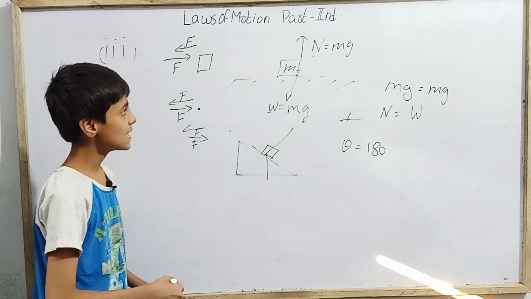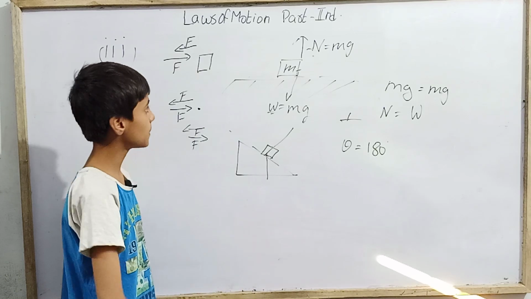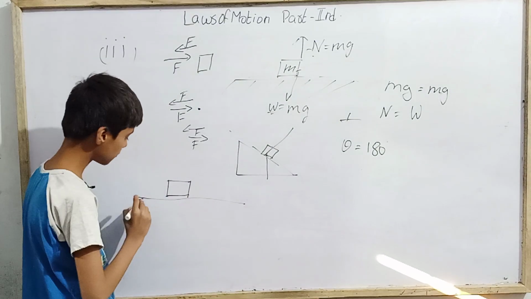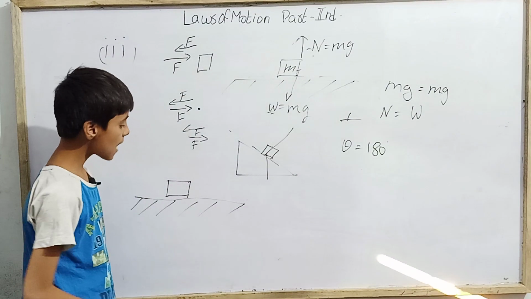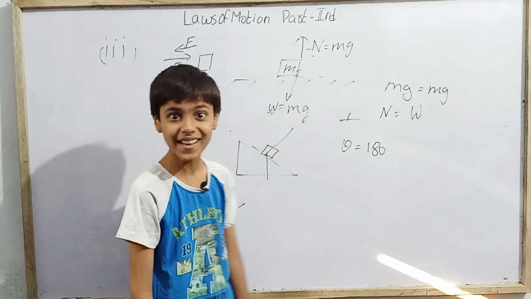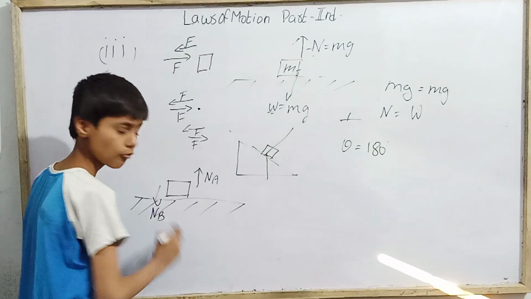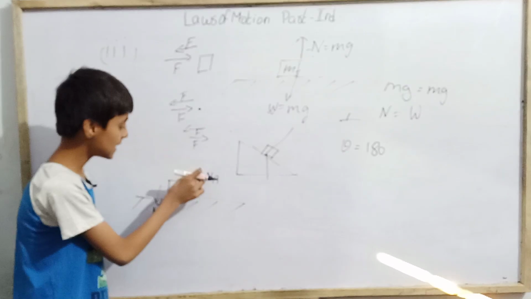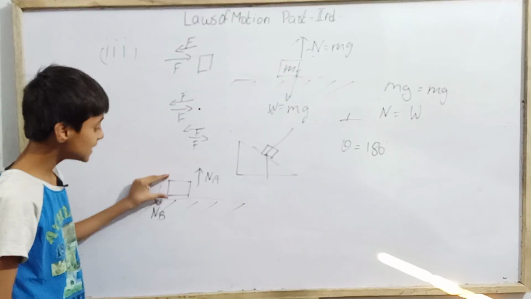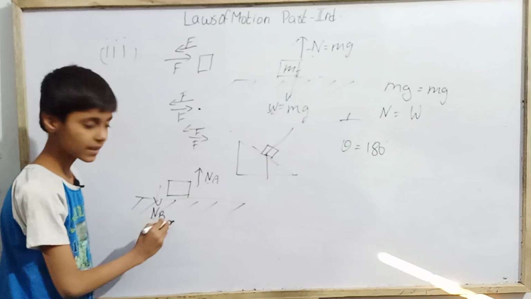Done. Now here we can see, since here is N and here is W, those are not action-reaction pairs. But what is an example of action-reaction pairs? Suppose the same block is put over the surface. Suppose the normal force here is NA. Why NA? We have to differentiate between two normal forces. If up is NA, then down will be NB. The ground applies the normal force NA over the block to push it upward, and the block tries to push the ground, or the surface, downward. So one applies force NA and one applies force NB.